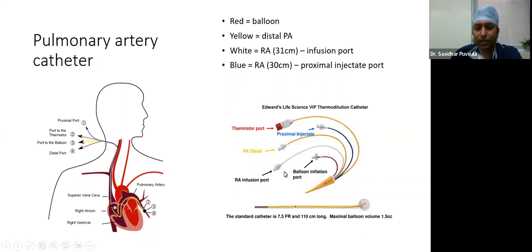The white color is for the right atrial infusion port, where you can infuse any drugs or medications. The yellow port is the PA catheter distal port. This opens at the distal part of the pulmonary artery catheter. The blue one is the proximal injectate port. This is mainly used for measurement of cardiac output, where you inject cold saline. And this is the thermistor port, where you connect the PA catheter to the monitor to get the value of cardiac output.